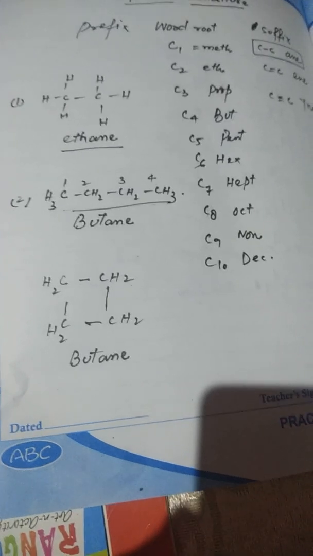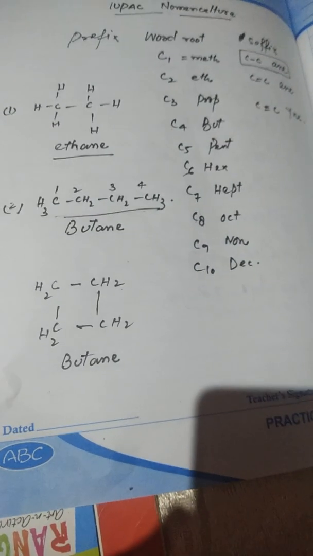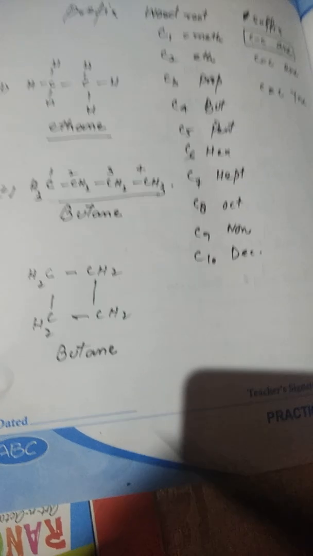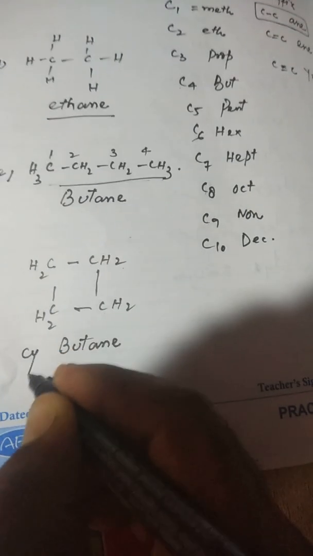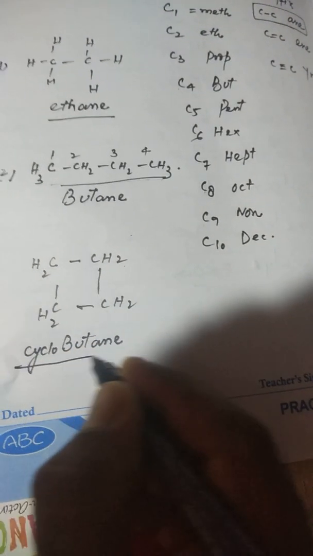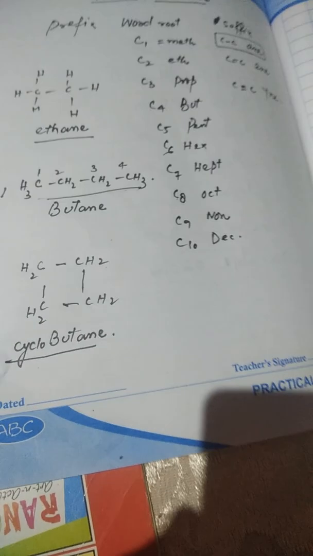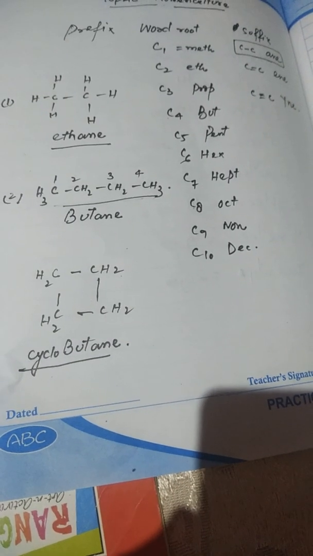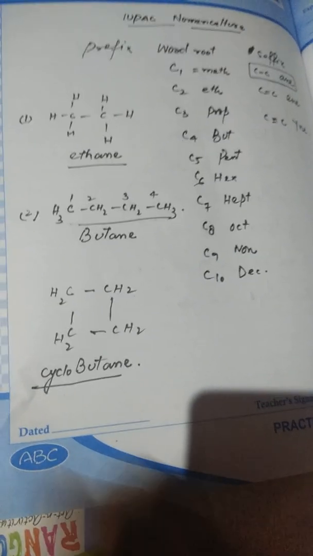Now to differentiate the straight chain and the cyclic compound, what do we use? We use a prefix. So here we add cyclo. So cyclo is a prefix. Cyclobutane. Cyclobutane.